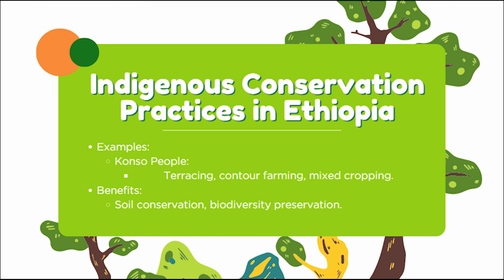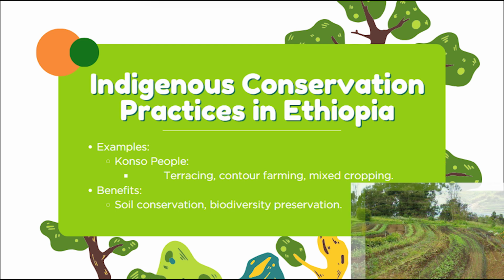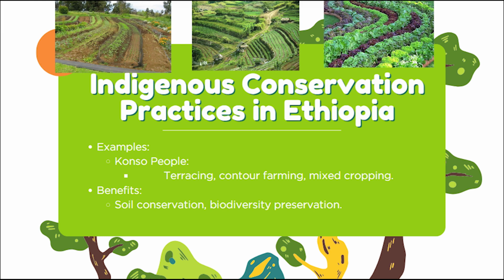The other one is indigenous conservation practices in Ethiopia. Let's celebrate some local wisdom. In Ethiopia, the Konso people are known for terracing, which refers to building steps on slopes to prevent erosion. The other one is contour farming, planting along the natural curves of land, and mixed cropping, growing different plants together to protect biodiversity. These methods protect soil, conserve water, and enhance food security, and indigenous knowledge is incredibly valuable.